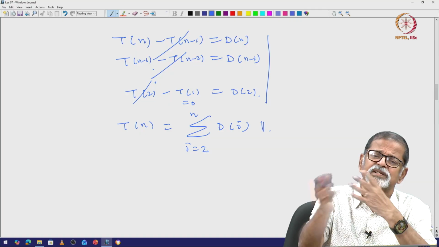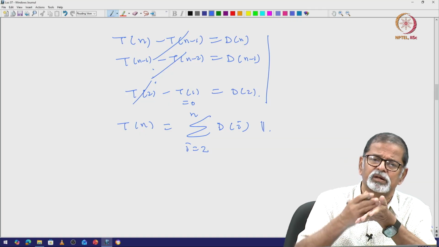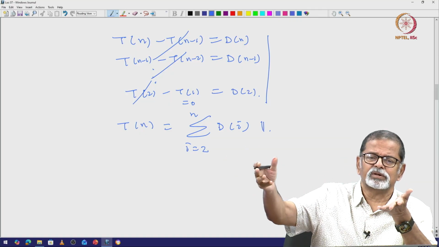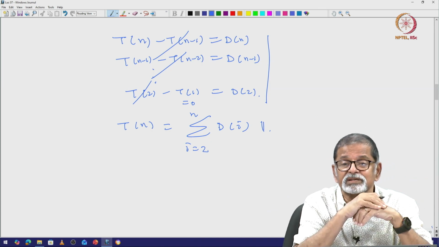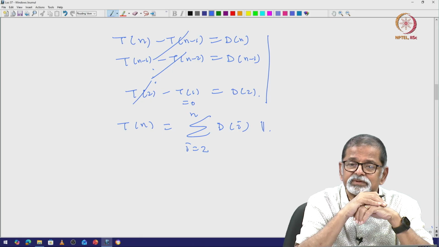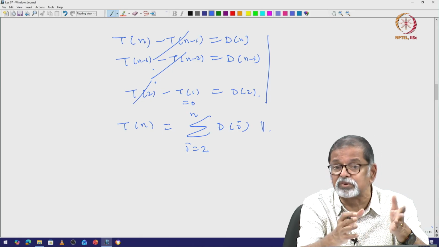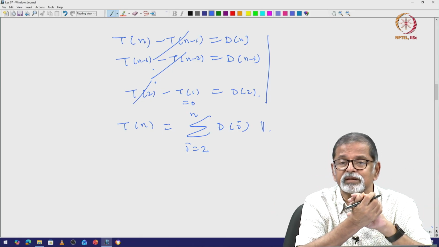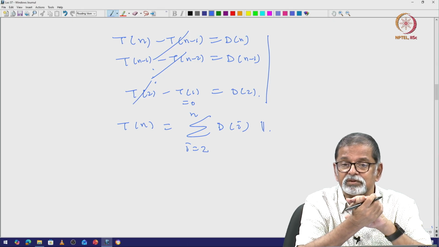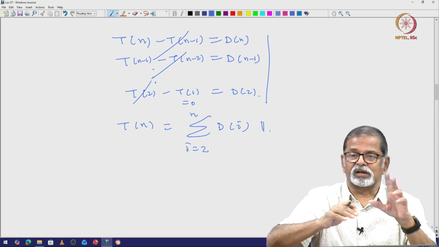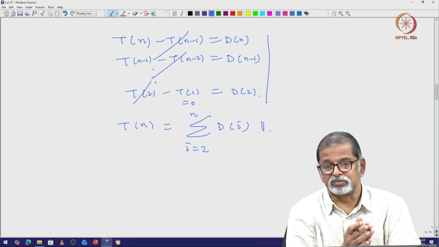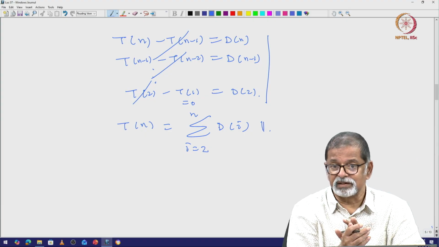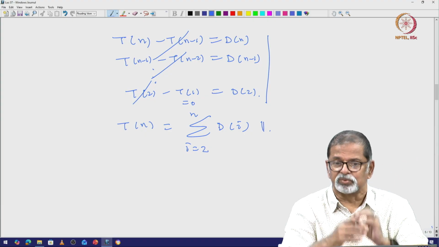When all the differences were 2, it was simple, 2 plus 2 plus 2 plus 2, n minus 1 times. But here not all differences are 2. Some differences are 2 and some differences are 1. So it is a sum of a lot of 2's and a lot of 1's. Not all of them are 2. In the earlier case, the difference was always 2.